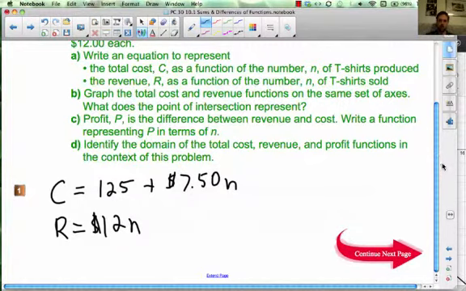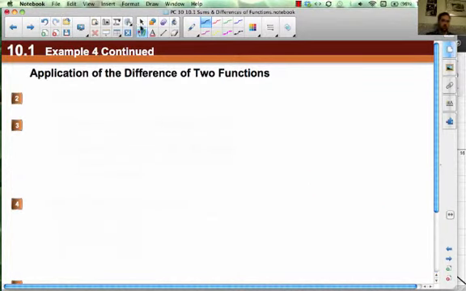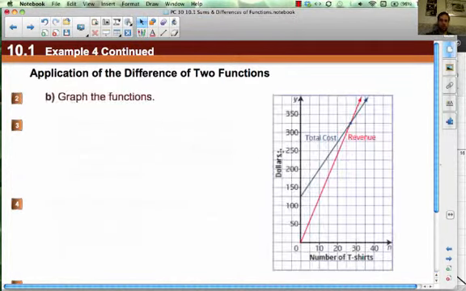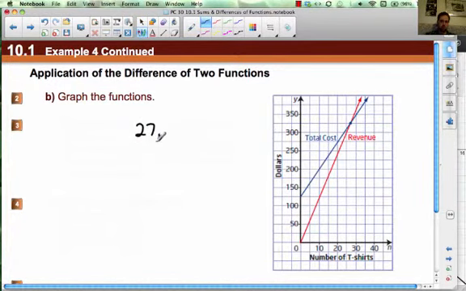Graph the total cost and revenue functions on the same set of axes, and we'll see what happens. So let's take a look at what does happen. So graph these all up. And you'll notice that we have an intersection here, just around about 27 and 325. So 27, 325. Now, what does this mean?